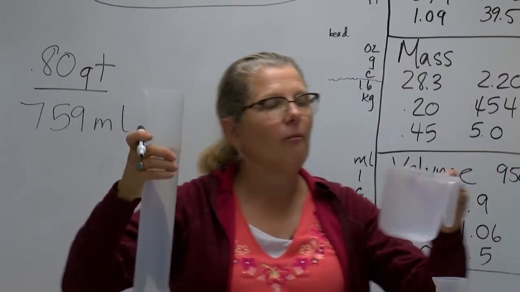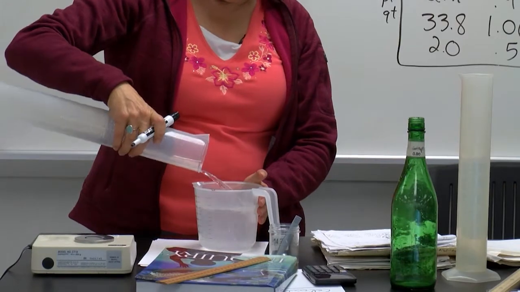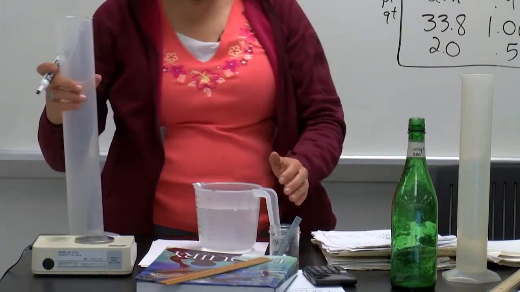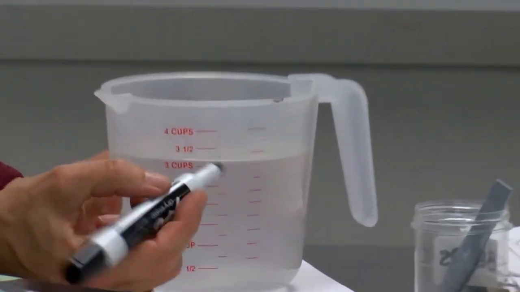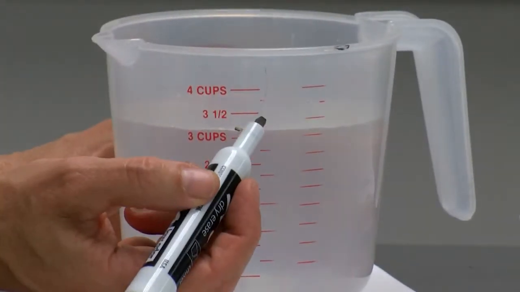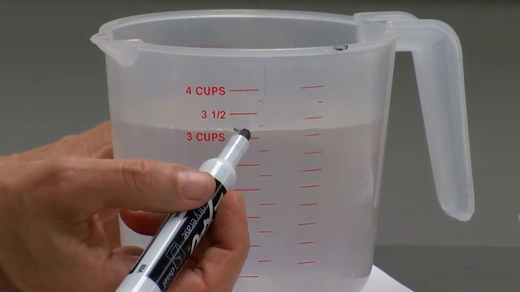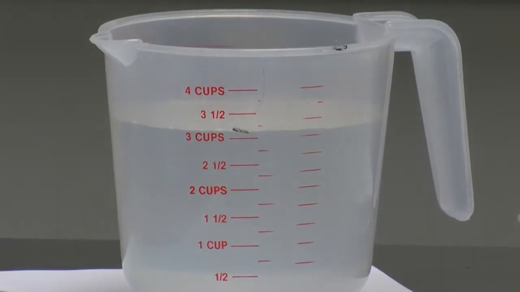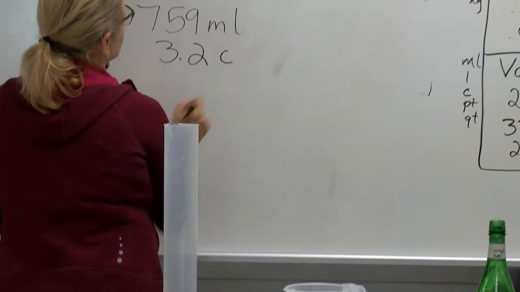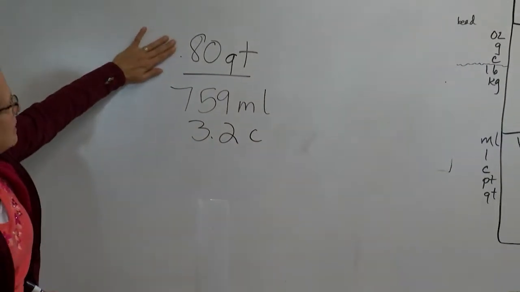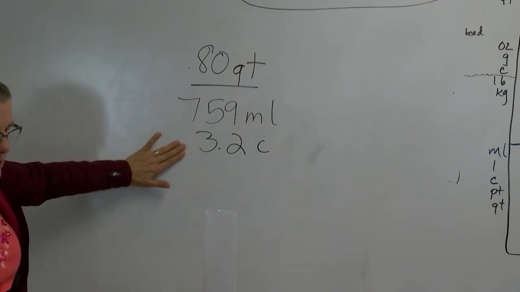Let's see how many cups this amount of water is equal to. If we look on the cups, this is 3.5 cups, so I'm going to say it's about 3.2 cups. Okay. How many sig figs in this number? 2. This one has 3. This one has 2.